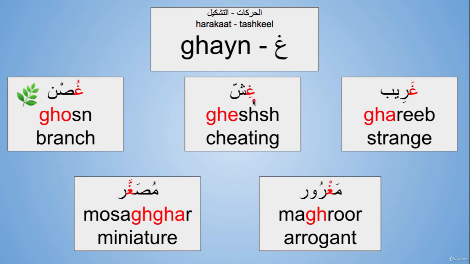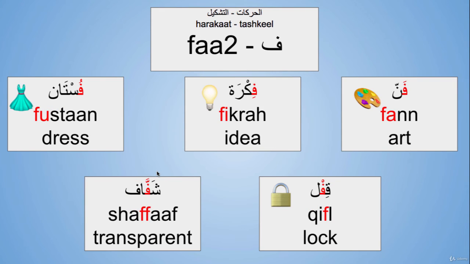And with kasra it sounds like ghi, ghi, like the word ghish, ghish, which means cheating. And with dhamma it sounds ghu, ghu, like the word ghusn, ghusn, which means branch. And with sukoon in a word like maghrur, maghrur, which means arrogant. And with shadda you can find in a word like musaghar, musaghar, which means miniature.